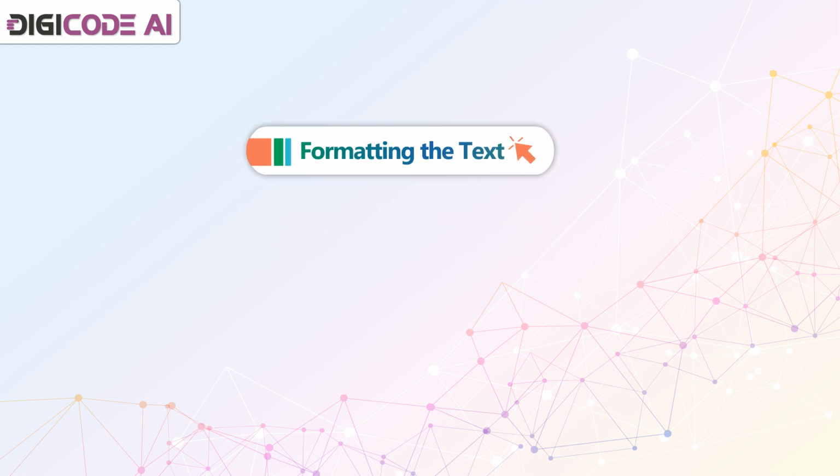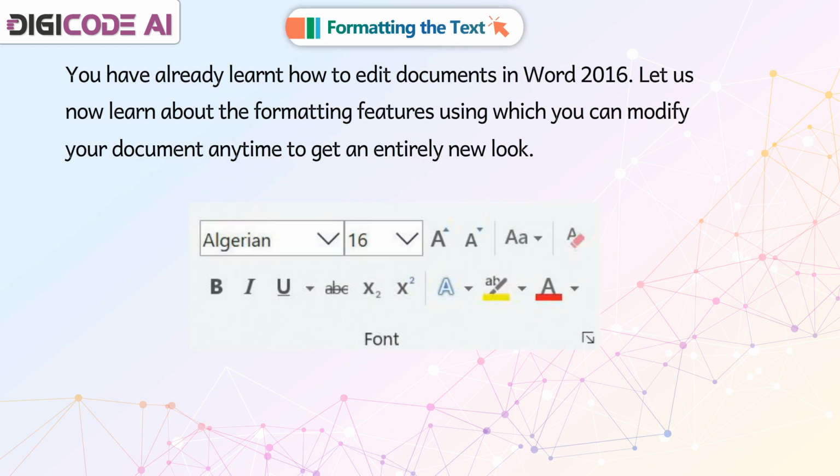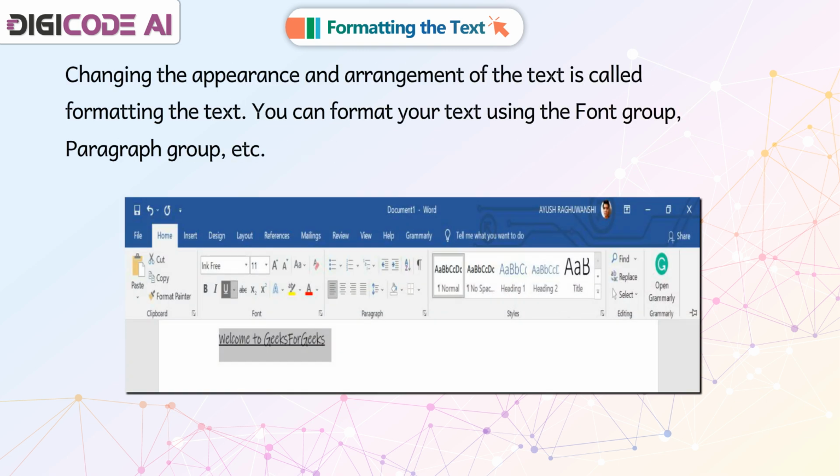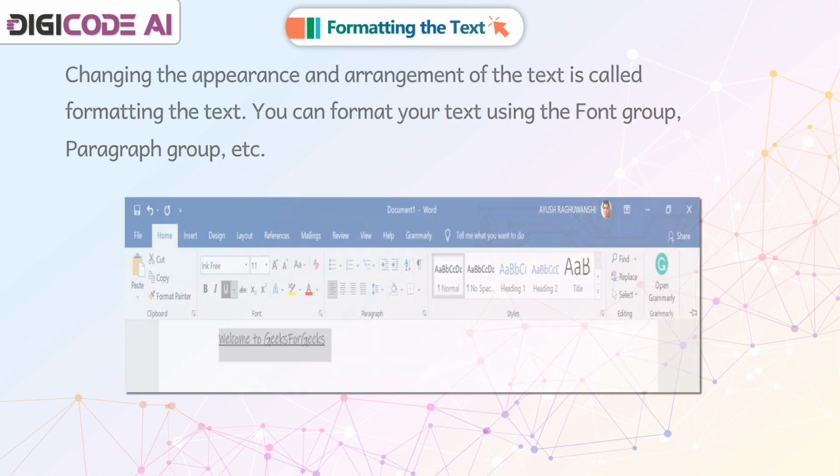Formatting the text. You have already learned how to edit documents in Word 2016. Let us now learn about the formatting features using which you can modify your document anytime to get an entirely new look. Changing the appearance and arrangement of the text is called formatting the text. You can format your text using the font group, paragraph group, etc.